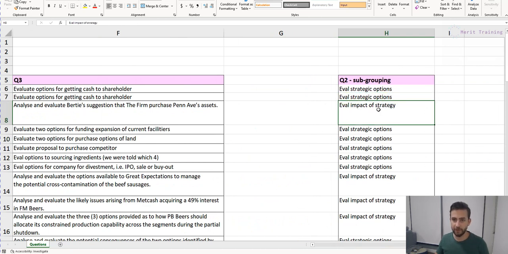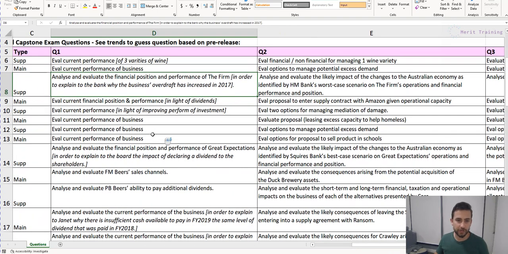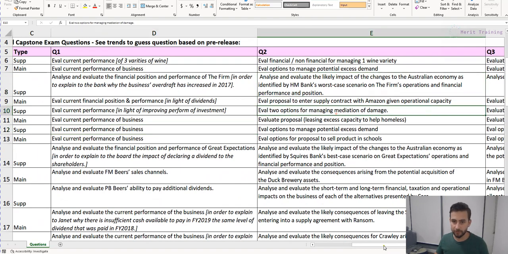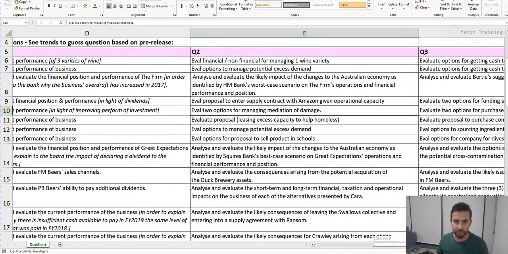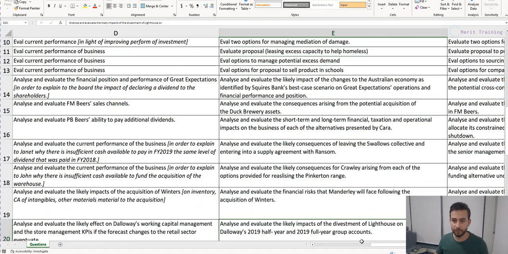The other category is evaluating impact of a strategy. Right? So for example, they might have a strategy to acquire a business. They might have a strategy to, wrong column. They might have a strategy to, a proposal, leasing excess capacity. So then you're evaluating the proposal. So all of these fall into one of those 2 categories.